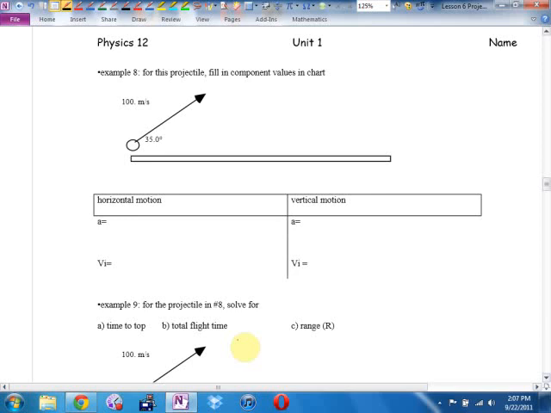What's the velocity of this particular projectile? 100. At what angle, Shannon? 35 degrees. We are never going to use that 100 to actually calculate stuff. We're only going to use that 100 in the very first step. And our very first step, as soon as they give me a projectile at an angle, is to break it into the horizontal velocity and the vertical velocity.